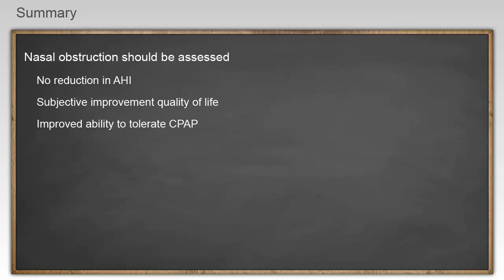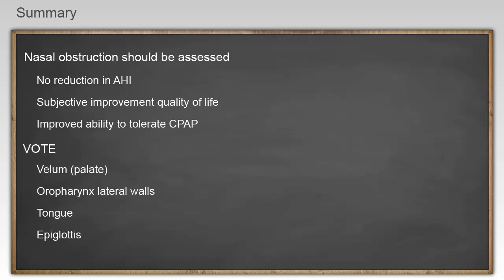In summary, during the physical exam of a patient with a sleep disorder, nasal obstruction should be identified. While correction of this obstruction will not reduce AHI, it can lead to subjective improvement in quality of life as well as improved ability to tolerate CPAP. A simple way to remember the other areas to evaluate during the physical exam is the VOTE system, which stands for velum, oropharyngeal lateral walls, tongue, and epiglottis. This was developed by Dr. Kezirian and co-authors and is used to rate findings during drug-induced sleep endoscopy. In the next video, we will discuss how to interpret a sleep study, which is the most common diagnostic test for sleep apnea.